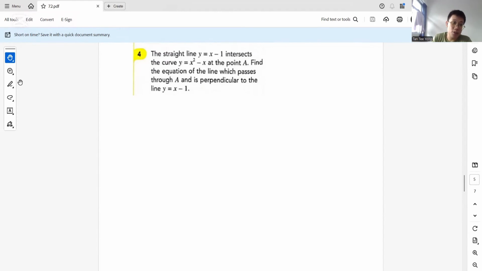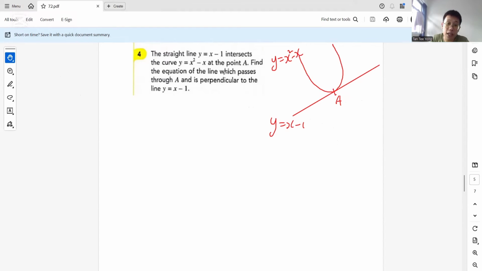Let's draw first. First thing first, maybe the curve looks like this. Then after that, I'm going to draw a straight line that only cuts the curve at one point, so probably something like that. Then I'm going to label this as A. This is what they want at A. Let's label the line first. So y equals to x minus 1. Then this is the curve, y equals to x squared minus x, and then this is A.